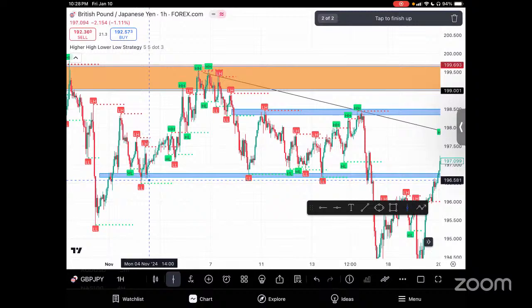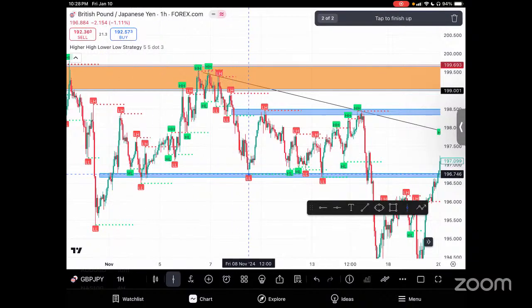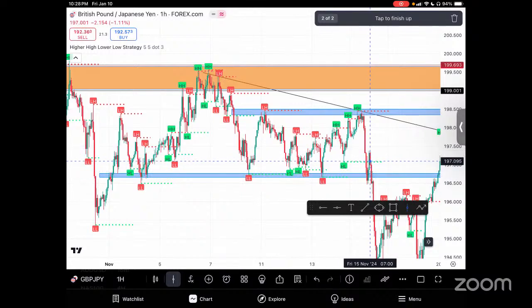1, 2, 3, 4, 5. This lets me know that this is a major level of support, resistance, support, major level, support. Eventually, what's going to happen to that support level? It's going to give out. Price is going to break that level eventually.